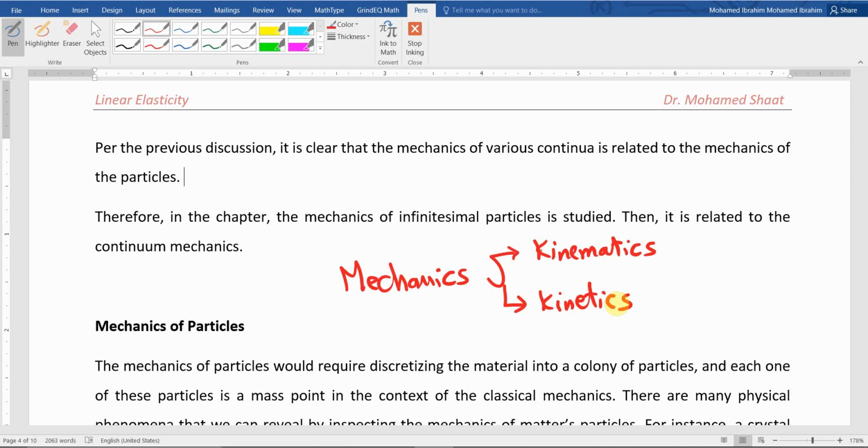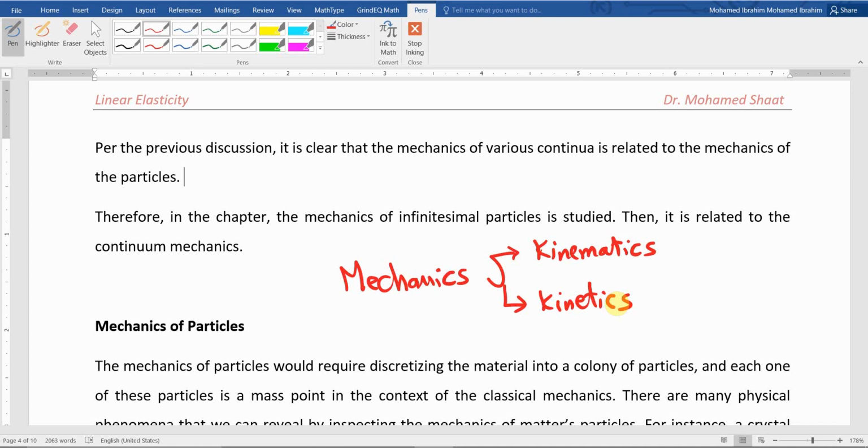So the kinetics is the relation between the forces acting on an object and how this object, because of this force, is going to move. This is the kinetics. So in general, these two main branches of mechanics form the mechanics of any object. Again, mechanics of any object is to study how this object is going to behave under different circumstances, right?